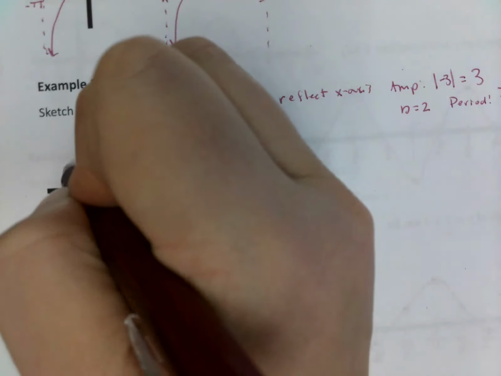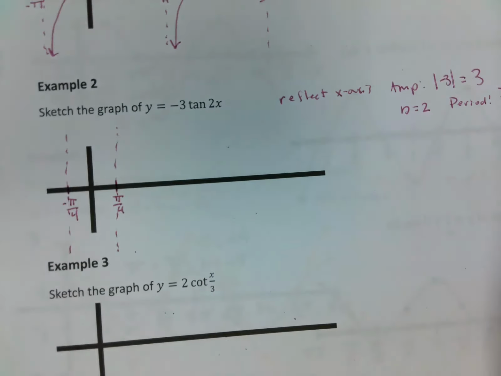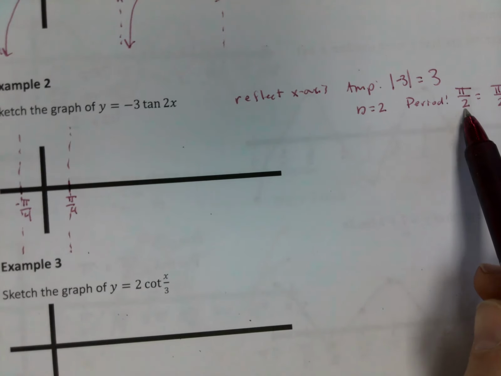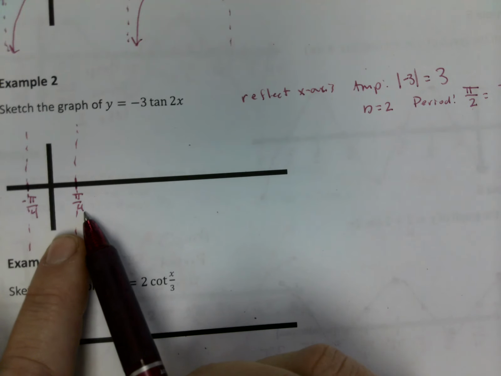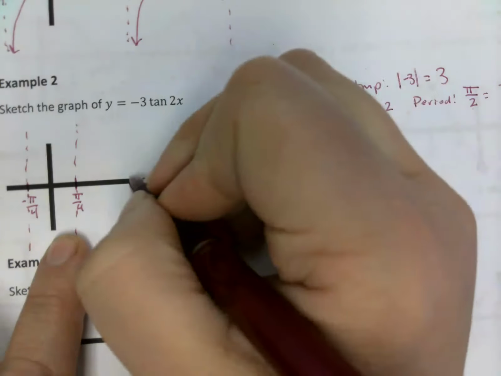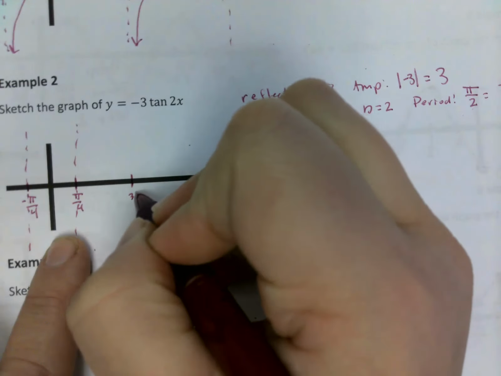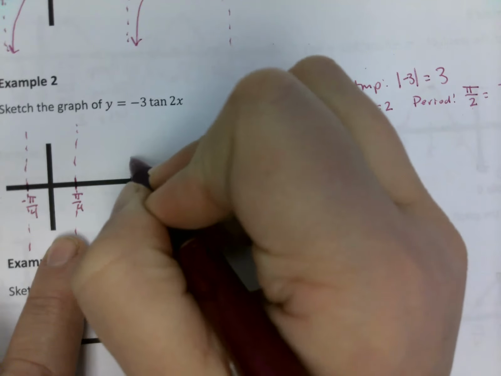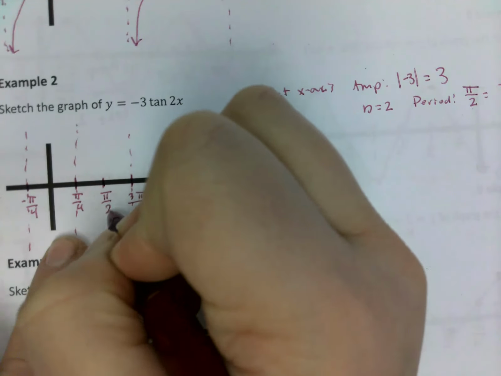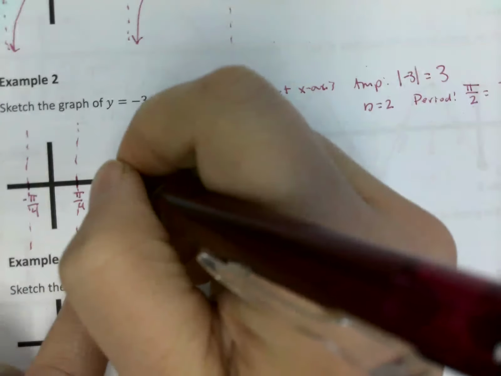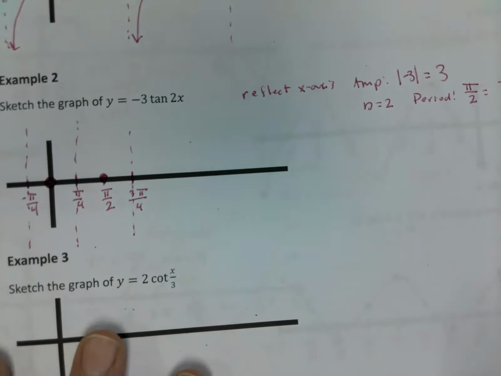So right here, vertical asymptote. Again, 1 period is pi over 2. Right here, pi over 2 is 1 period. So my next vertical asymptote, if I take pi over 4 plus pi over 2, which in this case is just like 1/4 plus 1/2, would be 3 pi over 4. In between this is my pi over 2. Why is that important? Because that's where it should cross the x-axis, just like at the origin it crosses the x-axis.